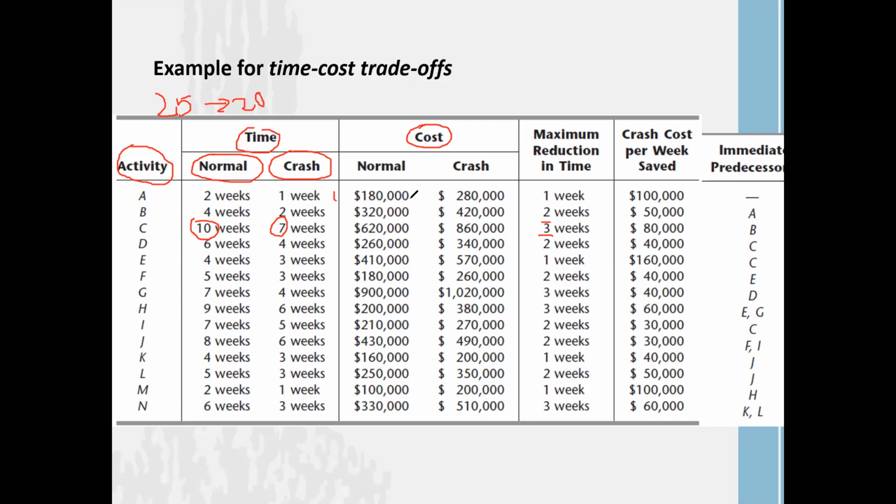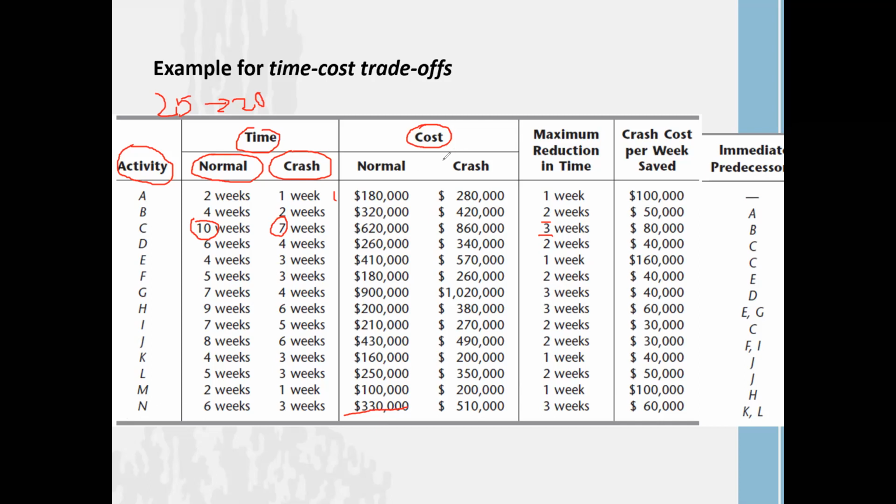$180,000. If you are going to complete activity B within a 4 week time period, you are consuming $320,000. For activity C, it takes 10 weeks to complete, and the completion cost of activity C is $620,000. Likewise, you can see the normal cost. If you calculate the total, you will get the total cost of the project completion, that means the completion of activity A to activity N.